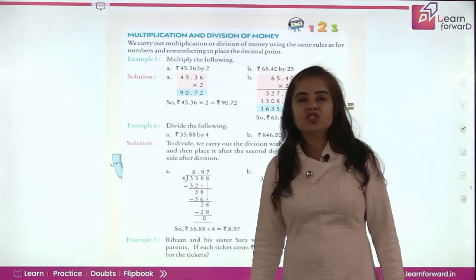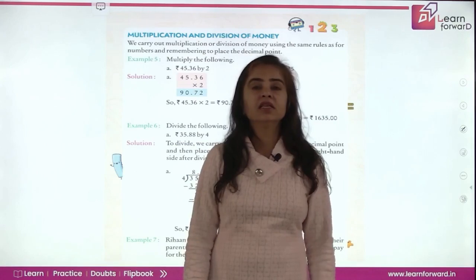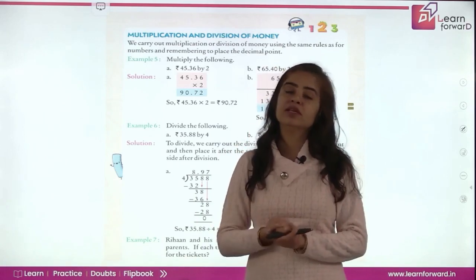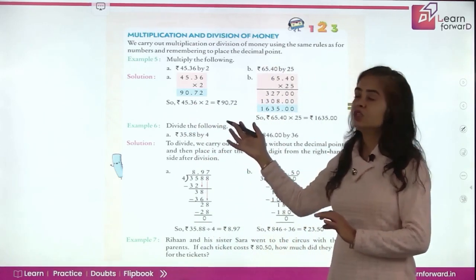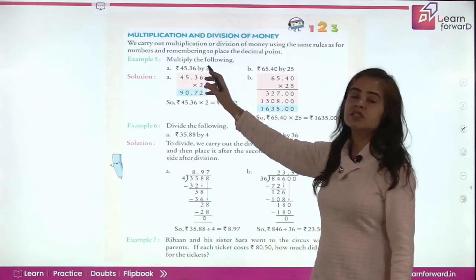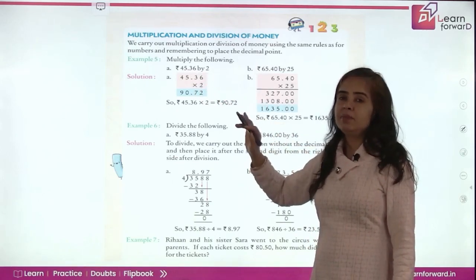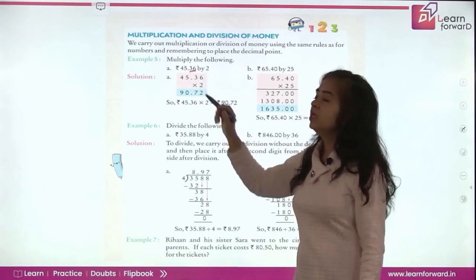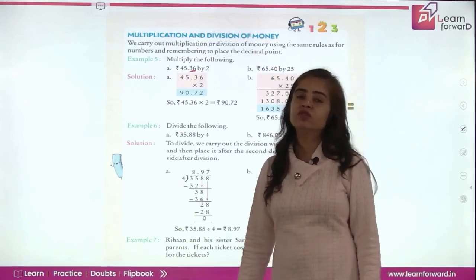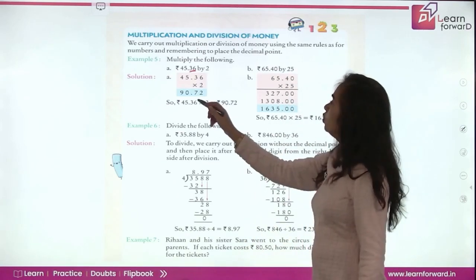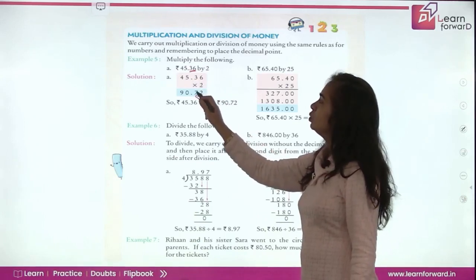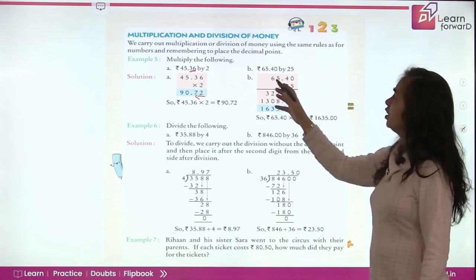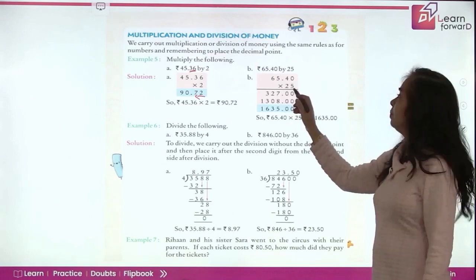Next is multiplication and division of money. We have just learned that when you are adding or subtracting the amounts, you have to ensure that the decimal point is aligned, but it's not so in multiplication. If you have to multiply 45.36 by 2, we will simply do the multiplication, and after multiplication, you have to see how many places there are in the decimal part of this number. 2 places. So you will put the decimal 2 places from the back. Similarly, when you have to do 65.40 multiplied by 25.